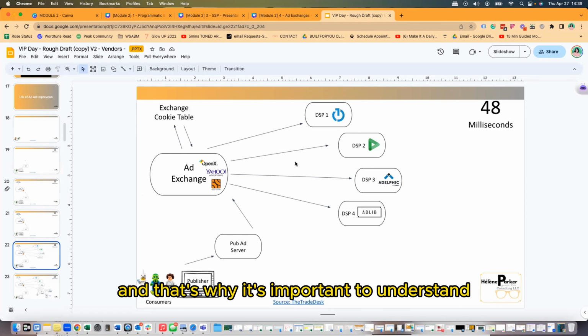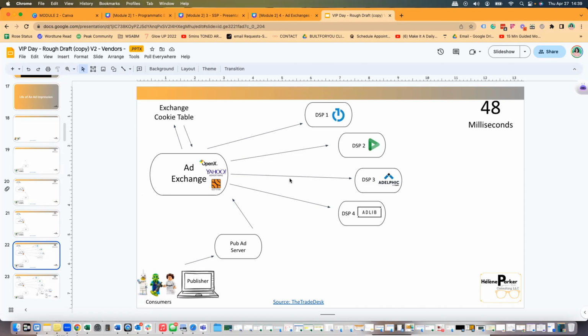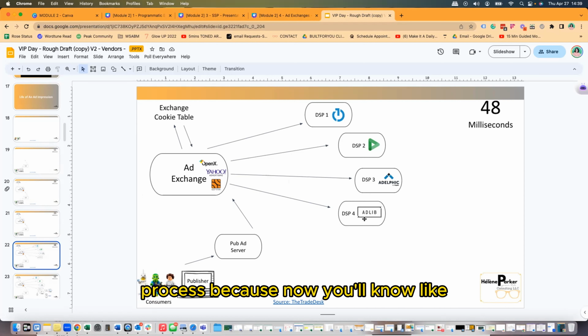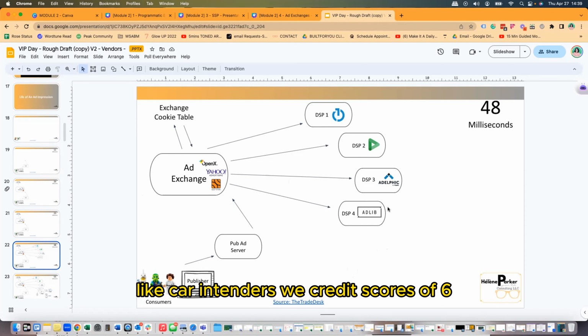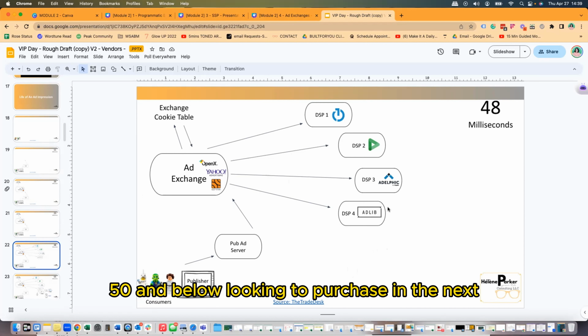And that's why it's important to understand this particular process, because now you'll know, when you log into your DSP and you start setting up audiences, why you see specific segments, like car intenders with credit scores of 650 and below looking to purchase in the next.